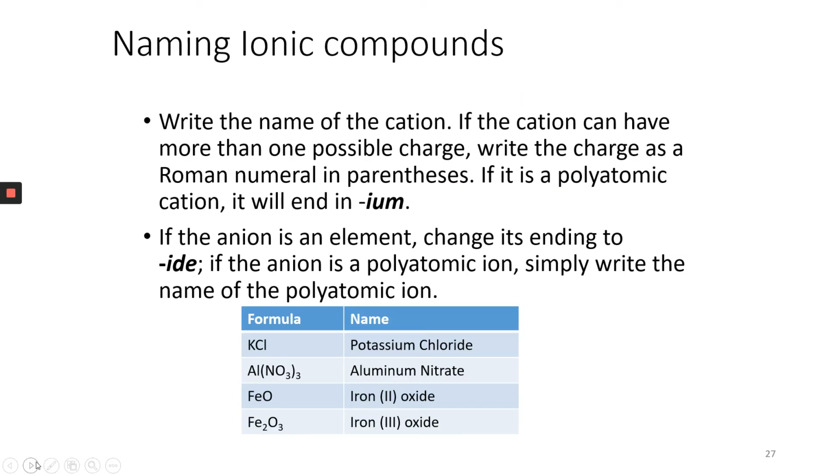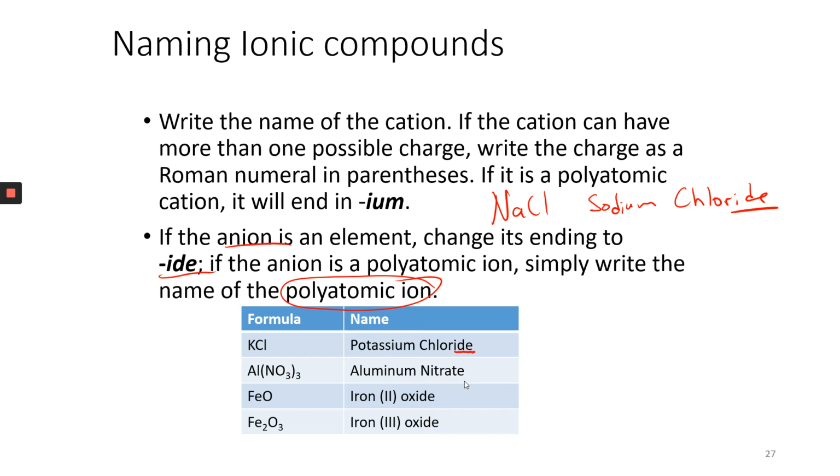How do we name our ionic compounds? Well, you basically write the name of the metal, and then you write the name of the nonmetal, or your anion, with the ending of IDE. So if I had NaCl, Na is just sodium, and Cl is normally chlorine, but we change that to chloride. You change the ending to IDE for the anions. If you have a polyatomic ion, you just write the name of the polyatomic ion. So here I have aluminum, NO3 is nitrate, so it's aluminum nitrate.